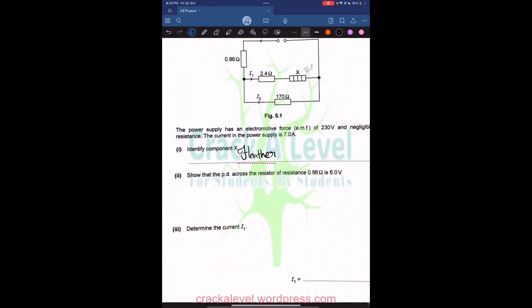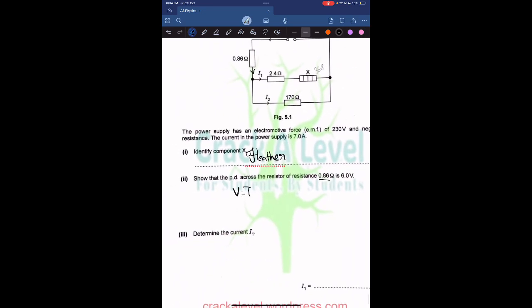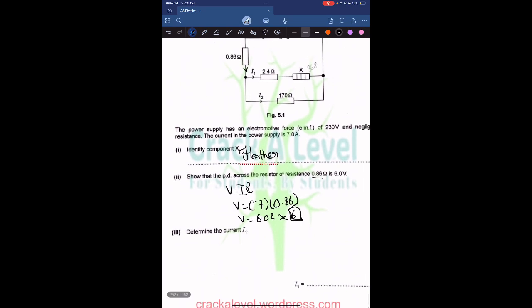It's saying show that the potential difference across the resistance is 0.86 and 6.0 volts. Easy, you'll just use V = IR and you need to find V, so you'll take 7 and 0.86. I'm getting V to be 6.02, round that off to 6 and you get your answer. Then it is saying calculate current I.